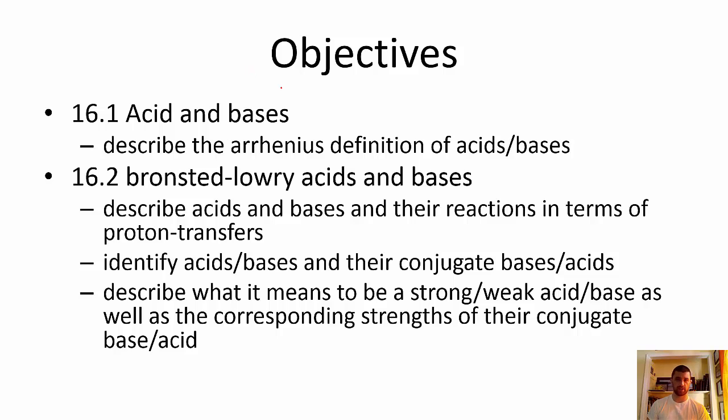Mr. Johnny here again, looking at some 16.1 and 2 problems. So the objectives for these sections would be to be able to describe the Arrhenius definition of acids and bases, as well as describe acids and bases and their reactions in terms of proton transfer. So we're looking at a new definition for acids and bases here. We want to be able to identify acids, bases, and their conjugate bases and acids, and describe what it means to be a strong or weak acid or base, as well as the corresponding strengths of their conjugate bases and acids.